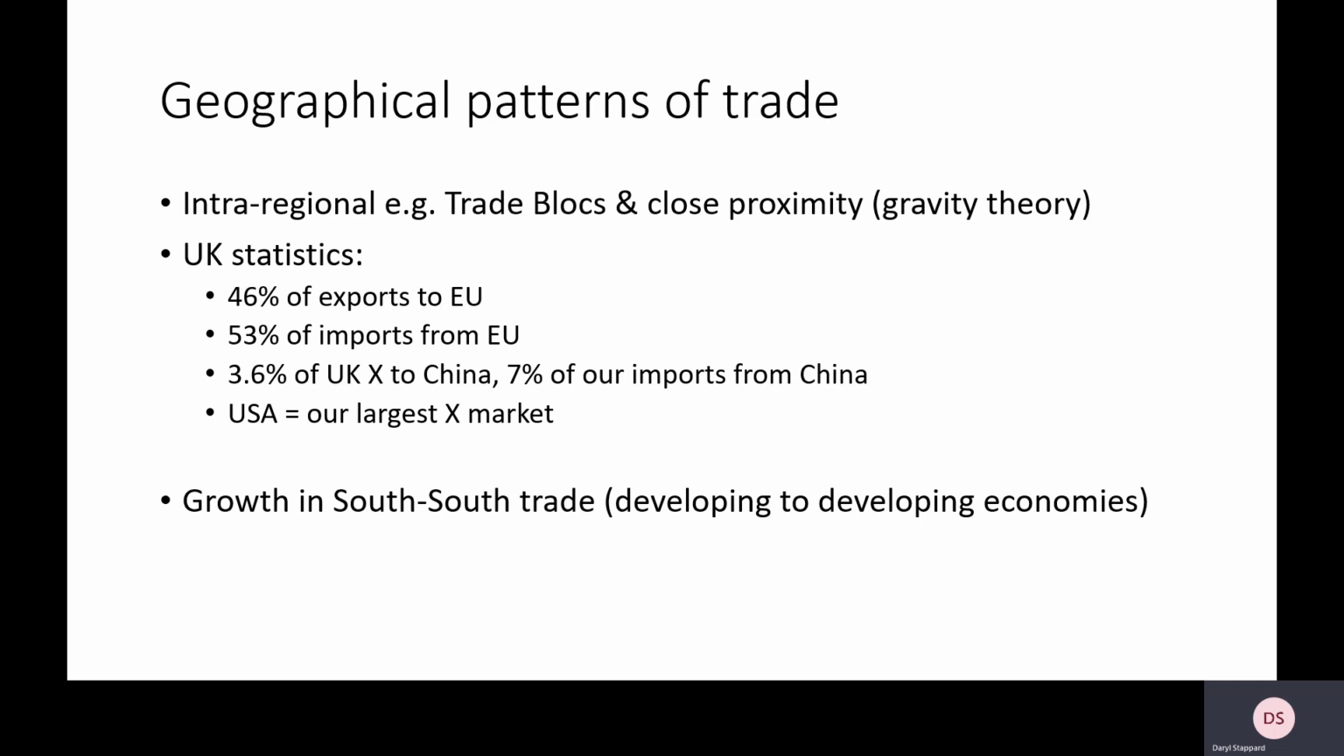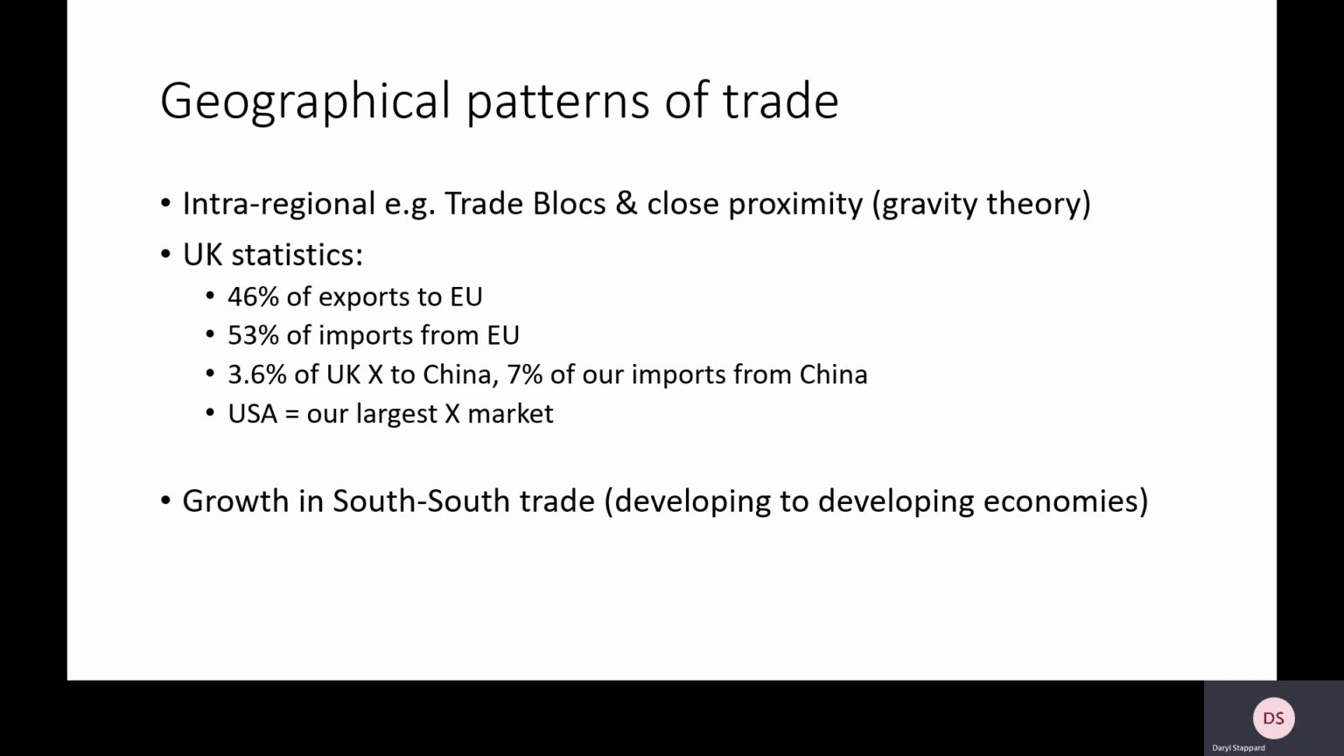Now, you've got some UK statistics here, which might take a few people by surprise. So when you look at the UK statistics for geographical patterns of trade, 46% of our exports go to the EU. So nearly half of what we produce and export goes to European Union economies. 53% of what we import is from the EU. So over half of what we buy into our country from overseas will come in from the EU. So it just shows the importance of understanding geographical patterns of trade.